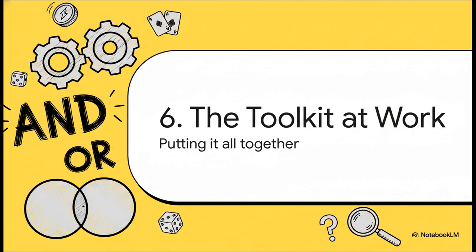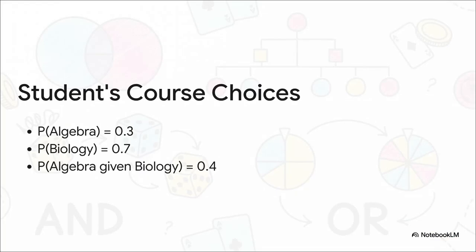All right, our toolkit is officially assembled. We have our AND multiplication rule for both independent and dependent events, and we have our OR addition rule for both overlapping and mutually exclusive events. Let's take it for a spin. Let's look at a student who's picking courses. We know a few things. The probability they take algebra is 0.3. The probability they take biology is 0.7. And the probability they take algebra, given that we know they're already taking biology, is 0.4.